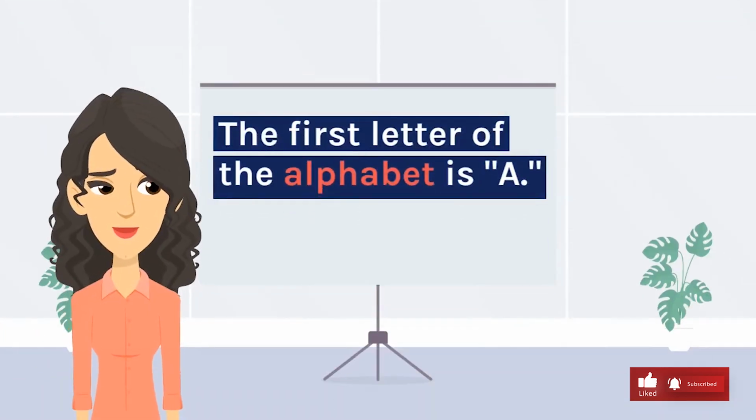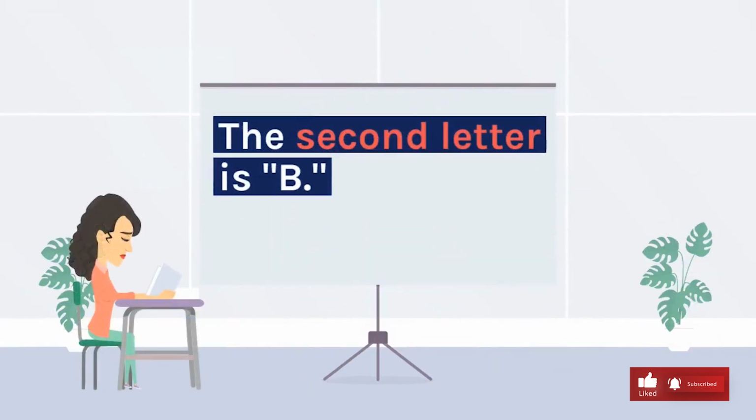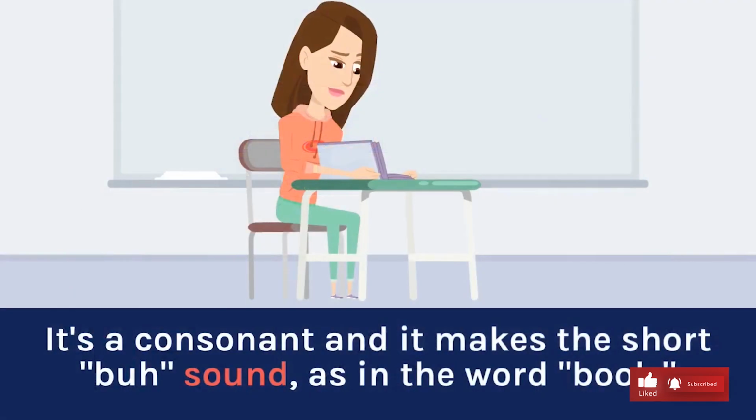The first letter of the alphabet is A. It's a vowel and it makes the short A sound, as in the word apple. The second letter is B. It's a consonant and it makes the short B sound, as in the word book.